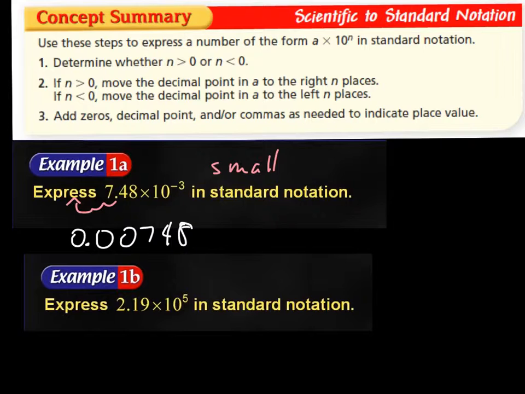Now this is what you've seen in earlier classes. The 5 is a large number, so we're going to move our decimal to the right. So 2 places gets me after the 9, and I still have 3 more to go. So it's going to be 219, and then I need 3 zeros. And to read it, it's nice to put the comma in there, so it's 219,000.